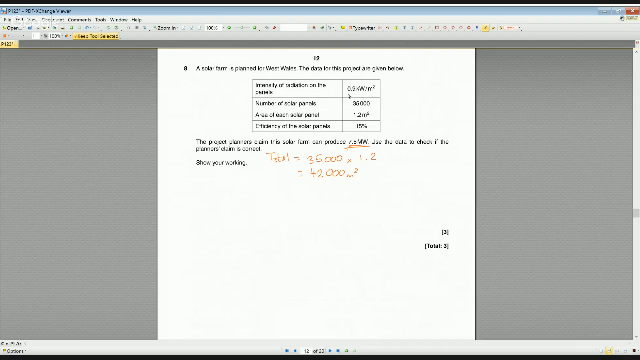We know that the intensity of the radiation on the panels, so how much power from the sun, is 0.9 kilowatts per square meter. So to work out the total input power, that's the power from the sun, we need to multiply 0.9, that's the kilowatts per square meter, by the number of square meters, which is 42,000, which gives us 37,800 kilowatts. So if you'd done those two stages, I think you'd be on 2 marks, or perhaps not, perhaps that's 1 mark so far. And then to work out the output power, we could look back at the equation for efficiency here, but actually just use a bit of common sense. Remember that 15%, if you're doing any calculations with it, put it as a decimal, which is 0.